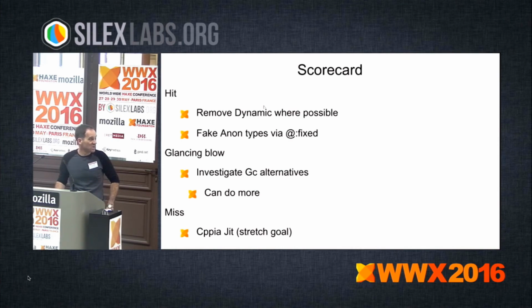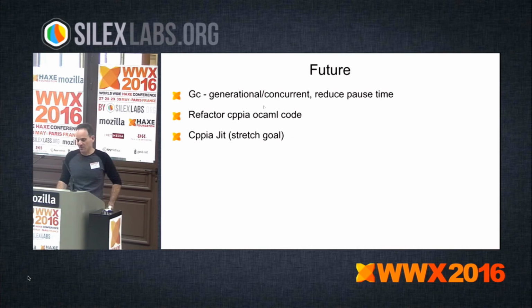And CPU JIT didn't happen, and unless something changes, it may or may not happen in the future. So I still want to have a look at some kind of generational or concurrent garbage collection, mainly to get down the pause time of the garbage collector if you want to use it inside a game. You don't want it stalling out for 10 or 15 milliseconds and dropping a frame. So if I can get that down to more like one or two, that would be nice.